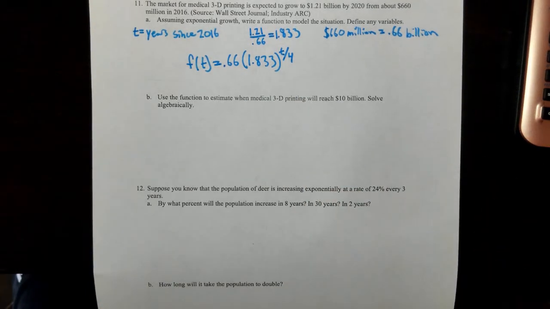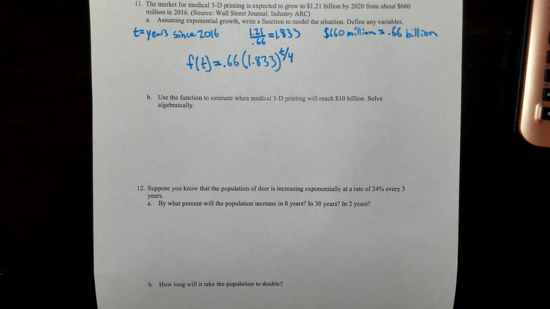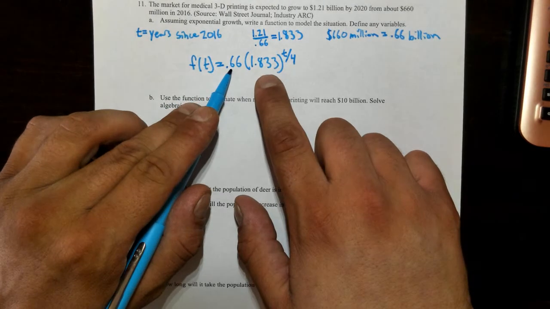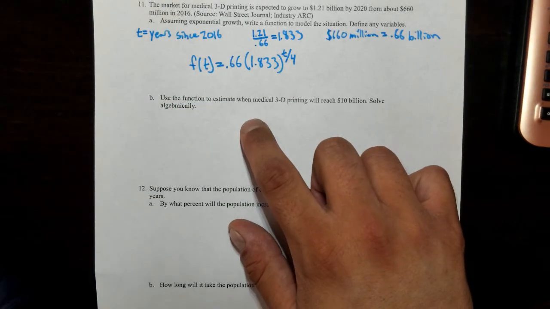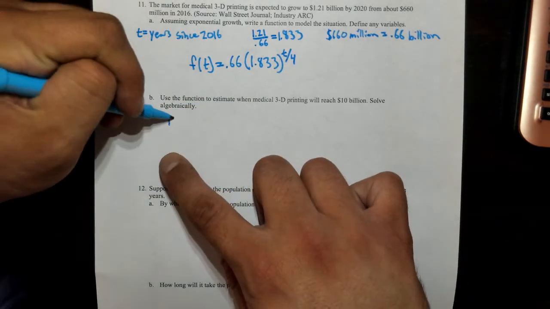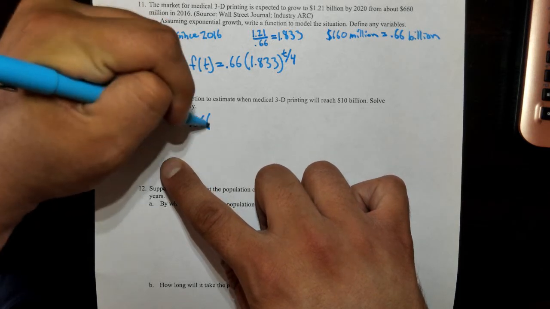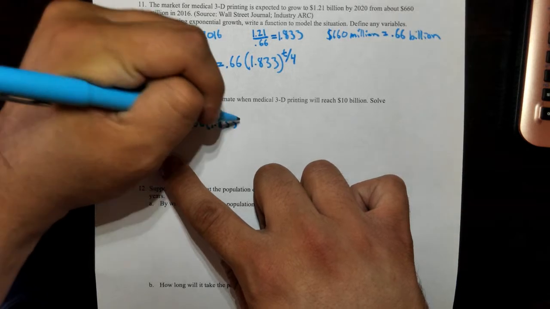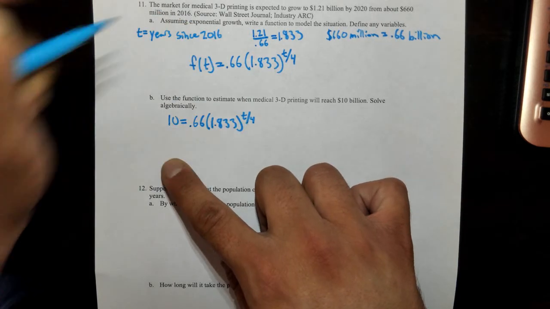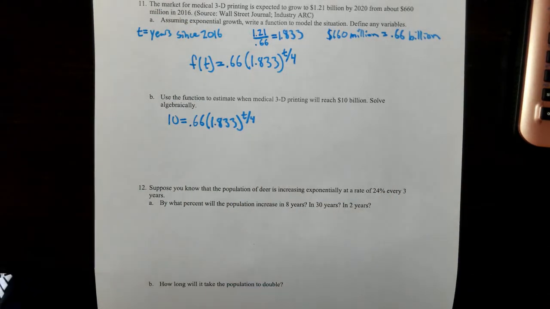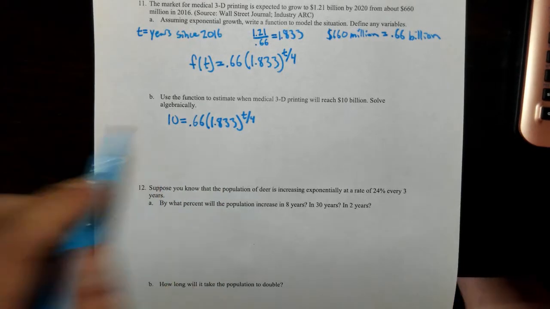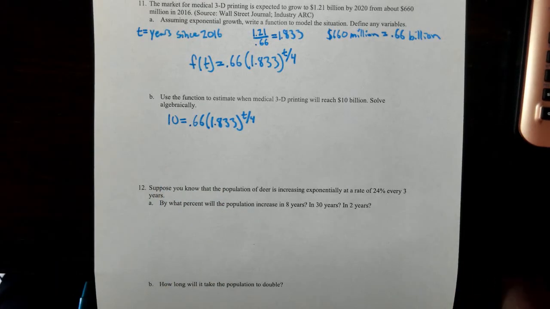All right, use the function to estimate when medical 3D printing will reach 10 billion. So solve algebraically. Okay. Because I have this set up in terms of billions, 10 billion would just be 10. So 10 equals 0.66 times 1.833 to the t over 4 power. So I just want to know when we will get to $10 billion.